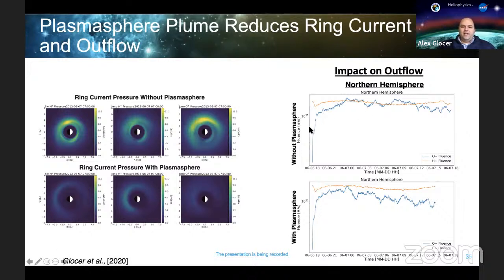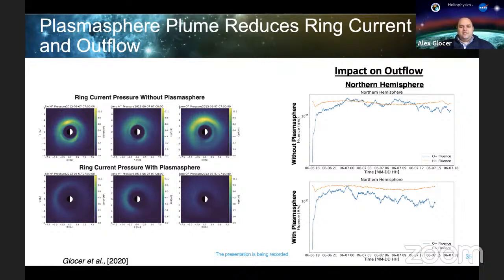So on the right, I'm showing the integrated fluence. This is the total number of particles coming out of the northern hemisphere for O+ in blue and H+ in orange. And I'm showing it without the plasmasphere on top, and then with the plasmasphere on the bottom. And what you can see is when you include the plasmasphere, you end up suppressing the total amount of outflow, and in particular, reducing the amount of O+ outflow that you get.